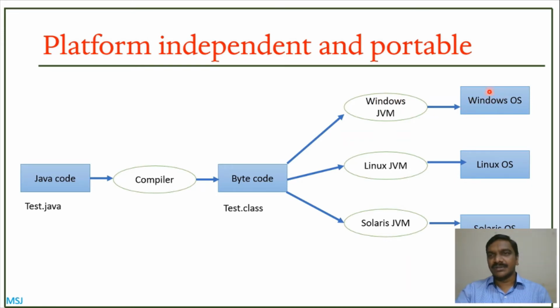Then you might have observed here one system with Windows operating system, another computer with Linux OS, and some other computer with Solaris OS. Then these three different computers have different JVMs: Windows Java virtual machine, Linux JVM, and Solaris JVM. Now this bytecode is given to Windows JVM, and that bytecode can be executed by a computer with Windows operating system. Similarly, different operating systems come with different JVMs.